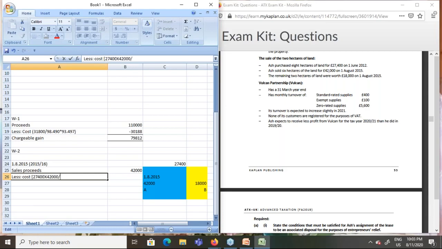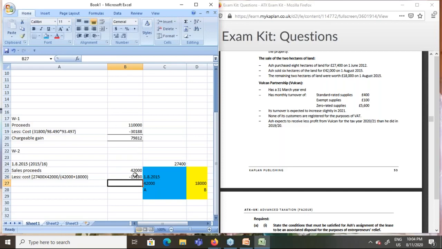Divided by A plus B, that is 42,000 plus B 18,000. Then you get the cost attributable to part A. Let's get that. From 27,400, what is the cost attributable to part A? So that's the answer multiplied by 42,000 pounds divided by 42,000 plus 18,000, which is 60,000 pounds. You get 19,180.